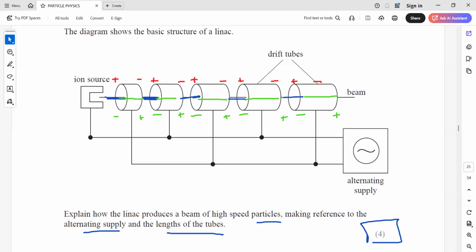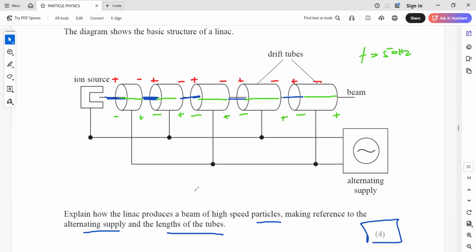And we apply a constant frequency alternating supply. Let's say it has a frequency of 50 hertz. That means 50 times the terminals change in 1 second. The frequency refers to the number of oscillations, so 50 times the terminals change every second.